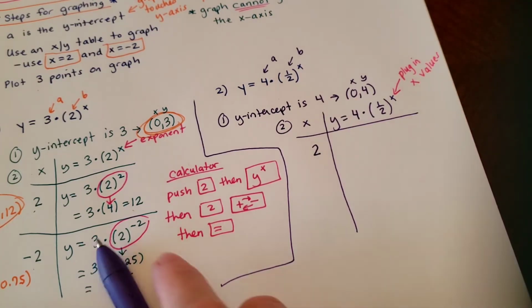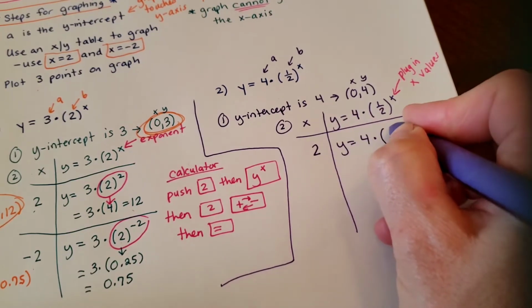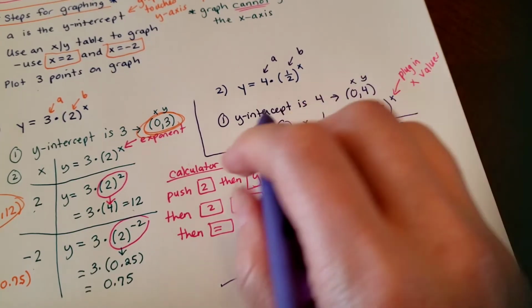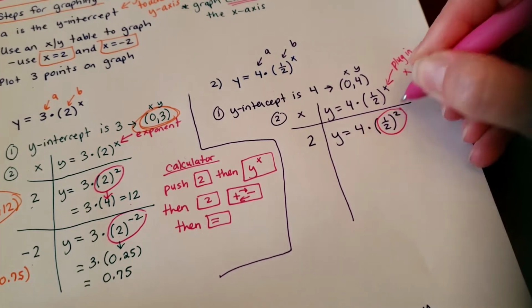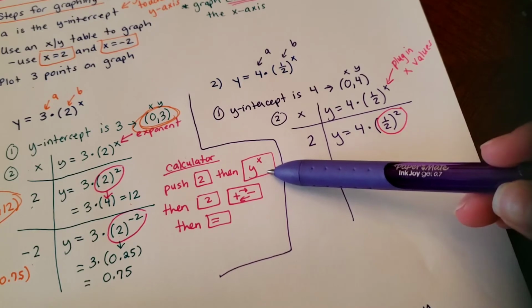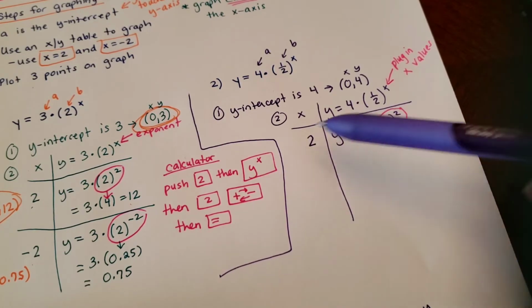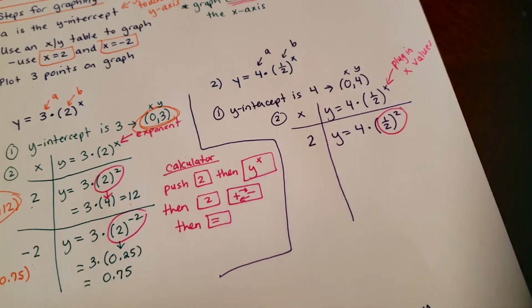So again, you will want to make sure that you have a calculator so it can do the math for you. So y equals 4 times 1/2 to the power of 2. You want to do this part first on your calculator. You can just hit 1 divided by 2. That's going to be a 0.5. And then you would hit this y to the x button. So have 0.5, hit the y to the x button, and then hit just a 2. And that should give you a 0.25.